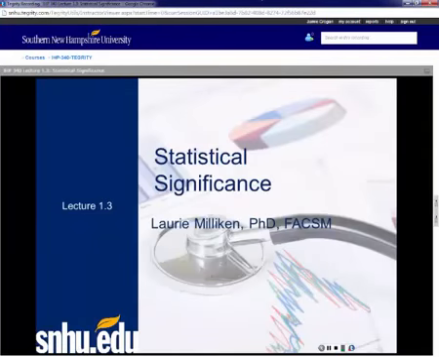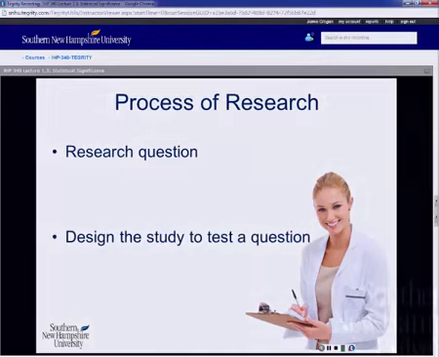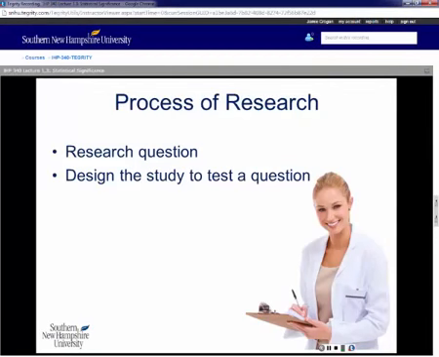This lecture is all about statistical significance. So let me review the process of research. First of all, a researcher has a research question that they are trying to answer. In order to answer the research question, the researcher will design a study to test that particular question.